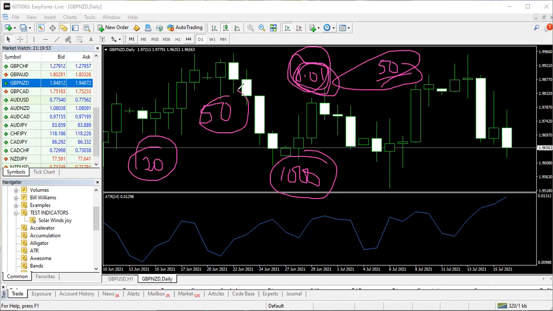But if you want to do it this way, unless you have a system that gives accurate entry points, if you don't get such a system that will give you accurate entry points and you want to go with a smaller lot size, you will always lose your trades. You will always be a loser. Or you might lose more of your trades than you will win.